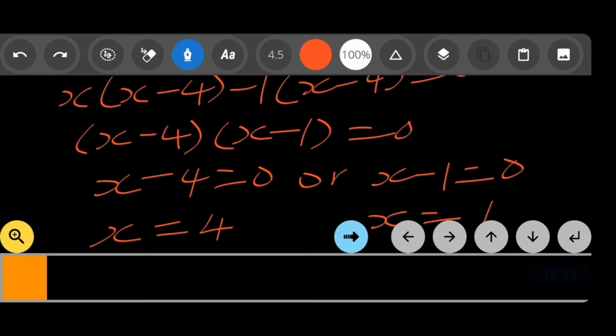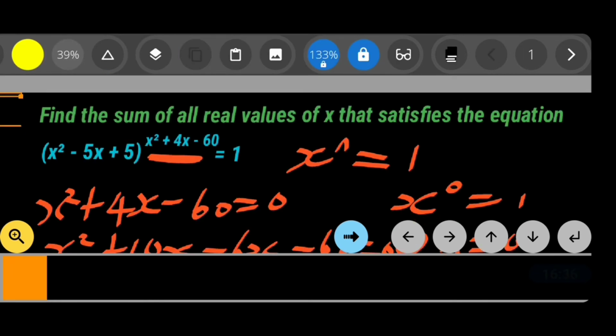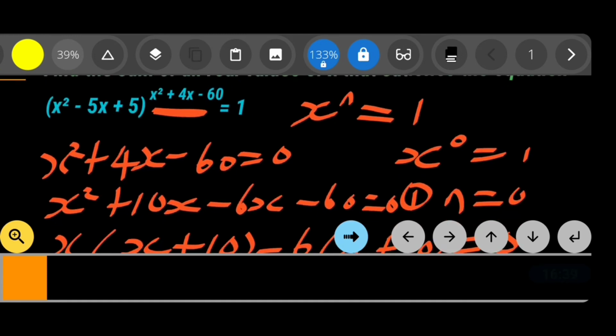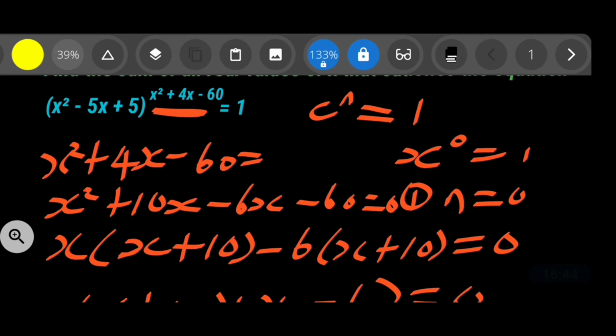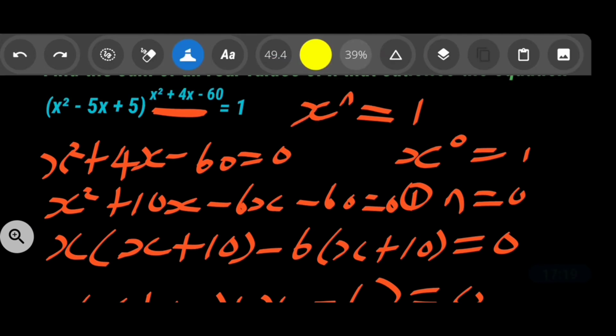Now, are there any other solutions to this? Are there any other combinations of x and n to give us 1? Yes, there are. Remember that if you have two negative numbers multiplying each other, the negative will cancel to give a positive output. For example, if you have negative 2 times negative 2, you get positive 4, right?